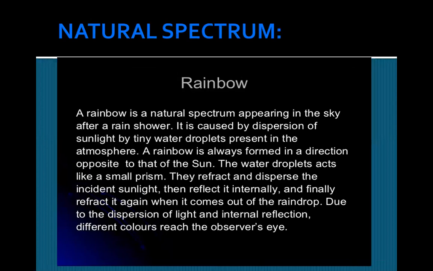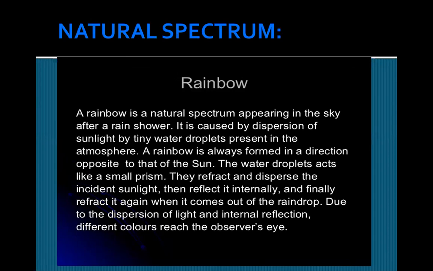Now there is a natural spectrum, and every one of us really knows about it. That is the rainbow. What is a rainbow? It's a natural spectrum appearing in the sky after a rainstorm. It is caused by the dispersion of light by tiny water droplets present in the atmosphere. A rainbow is always formed in a direction opposite to that of the sun. You can see a rainbow when you are facing away from the sun.